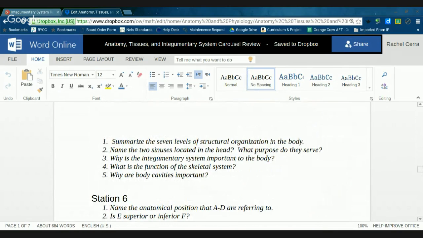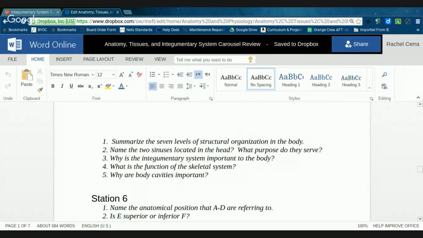Okay, station 5, I'm not sure what happened to that title there, but it should say station 5. Station 5, you had to summarize the 7 levels of organization in the body. It doesn't matter which order you go in. I'm going to go smallest to largest. Smallest level is going to be the macromolecule.